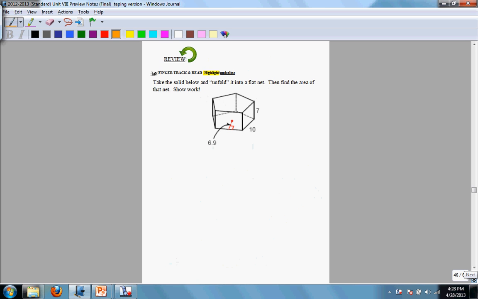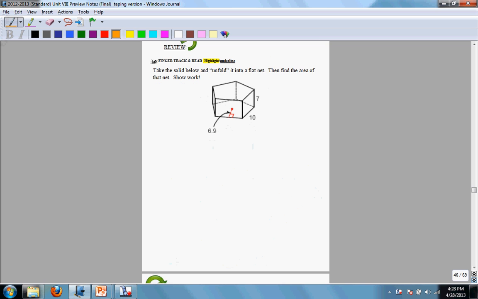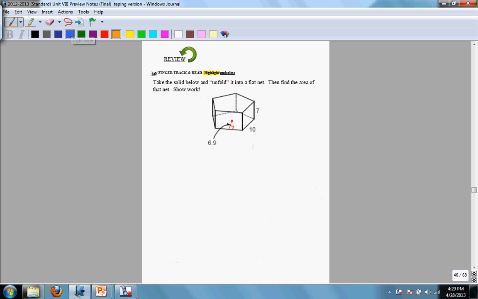Last class we talked about nets, so I want you to imagine this shape being unfolded. Let's unfold it together. So I'm going to start by unfolding. Let's draw this base here, and it is a pentagon. So it's a pentagonal base. So that's our pentagonal base.